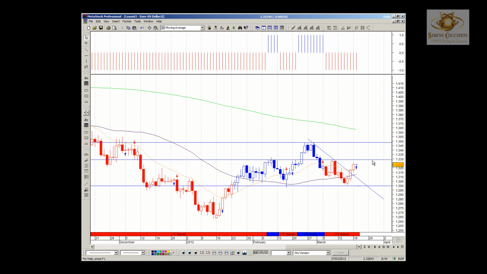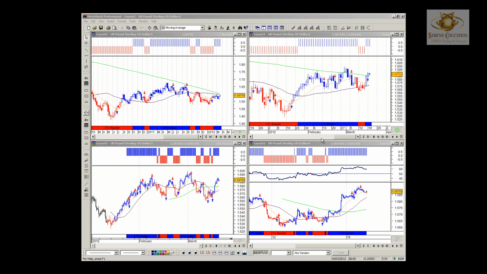So our daily break and close above 1.3300 would definitely signal that we should be looking for upside positiveness for the remainder of this month, and we should be heading for those areas as foreseeable targets.